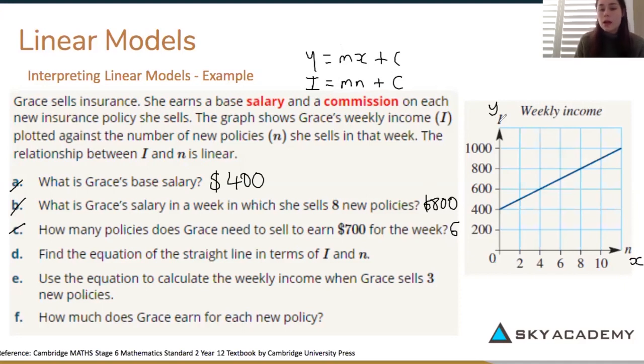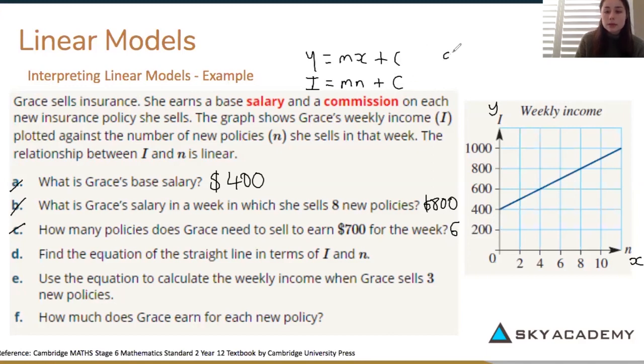And now we need to find M and C. So first I'm going to find C, because that's going to be the easier one to find. We know C to be the y-intercept, so wherever it crosses the y or the vertical axis, and we can see that it would cross the y-axis here at 400. And so our C is going to equal $400.